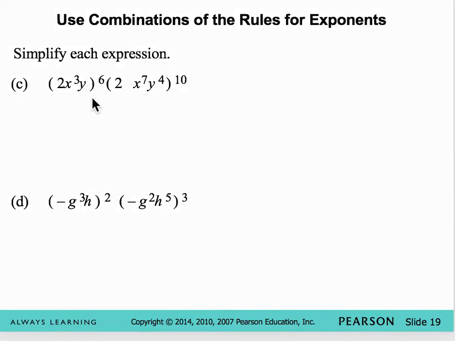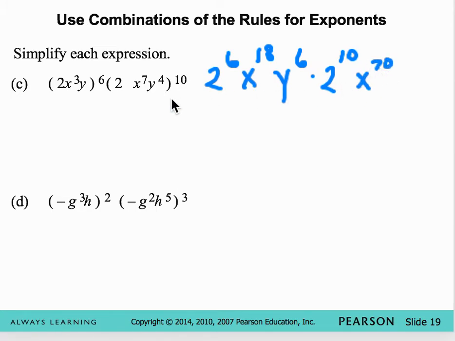Okay, so to get rid of these parentheses, we would have 2 to the 6th, x to the 6 times 3 is 18, exponent raised to an exponent you multiply, y to the 6th. And then 2 to the 10th, x to the 70th, y to the 40th, 4 times 10.